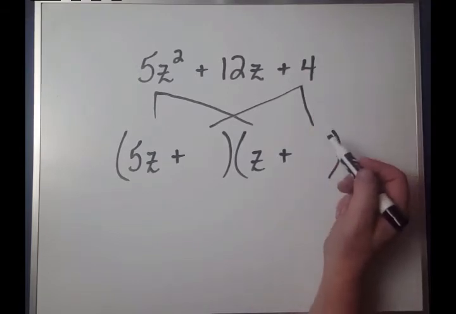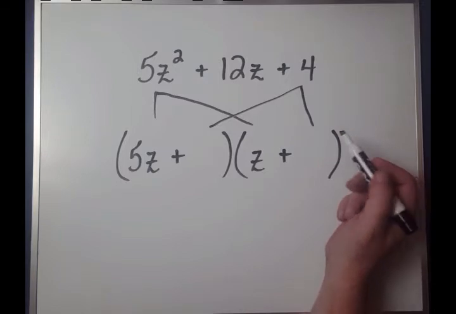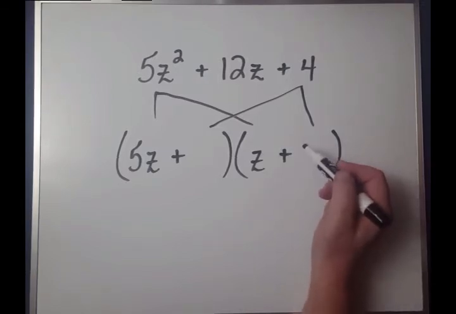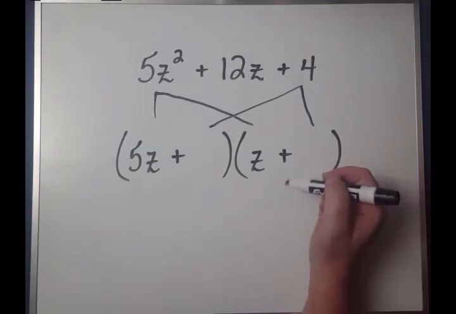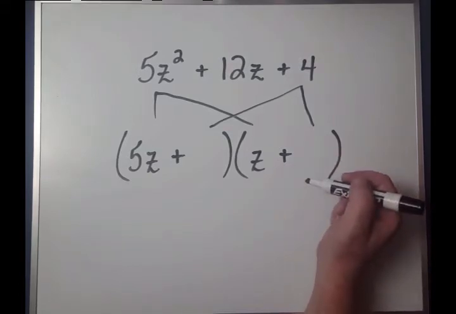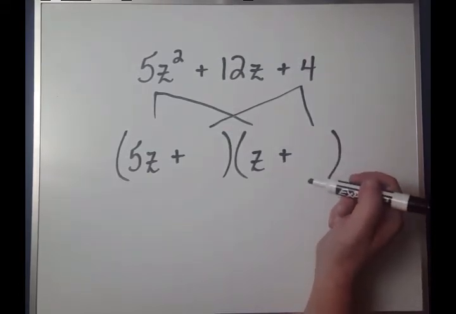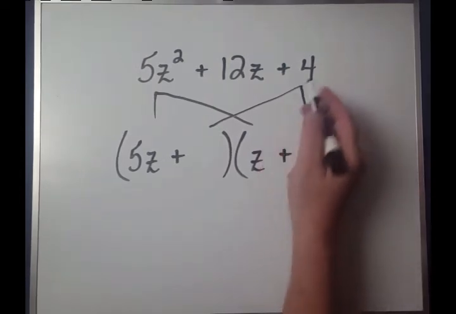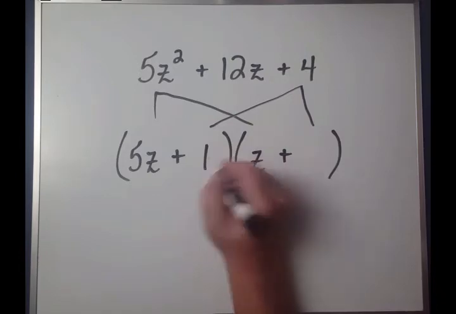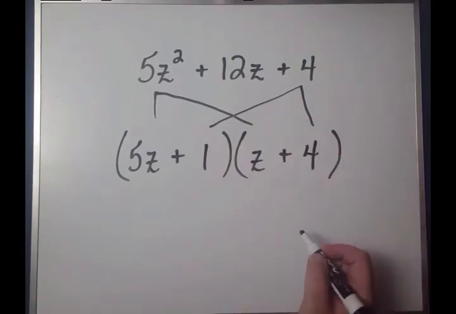4 could be 1 times 4. It could be 4 times 1. It could be 2 times 2. The more of these you do, the more your gut will tell you which direction to head. I'm going to do this in a particular way, simply for the sake of our notes. I'm going to start with, well, let me try 1 and 4.